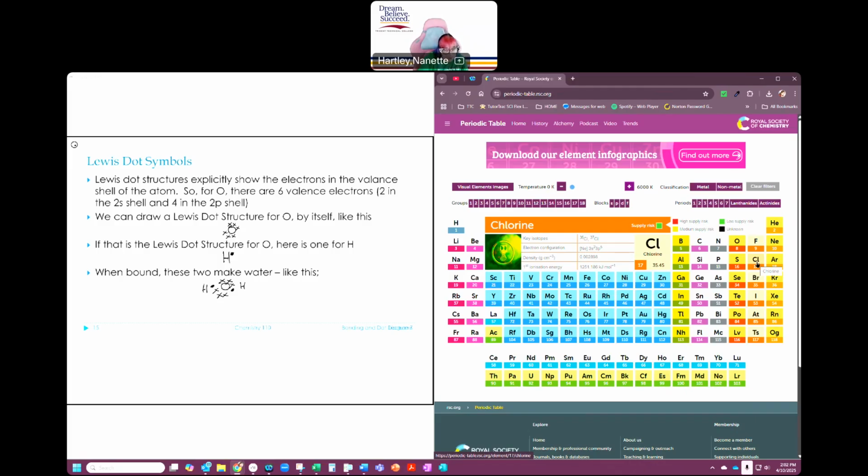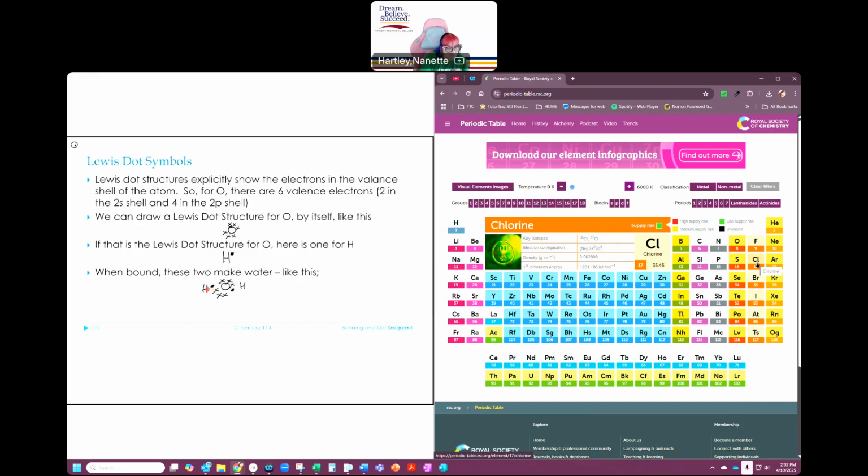And between the two of them, oxygen has access to 8 electrons: 1, 2, 3, 4, 5, 6, 7, 8. And each hydrogen has access to 2 electrons: 1, 2, and this hydrogen has 1, 2. So everybody's happy. Oxygen has access to 8. Each hydrogen has access to 2. They're sharing, but everybody has access to the number of electrons that they wanted.